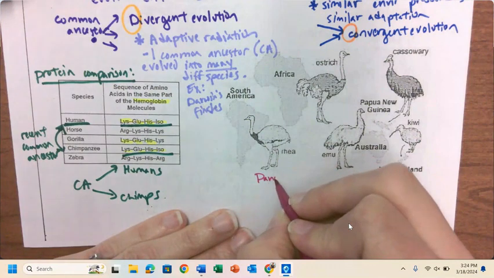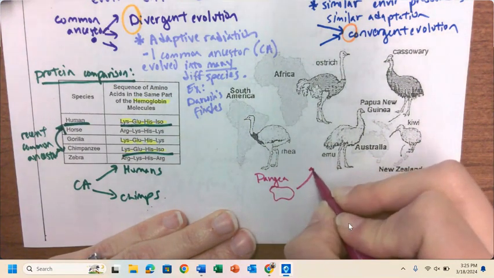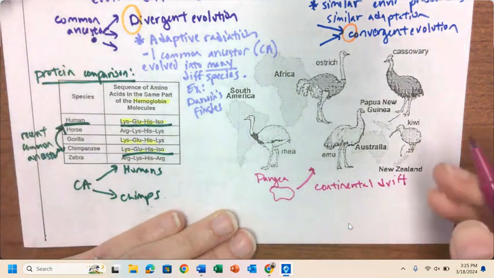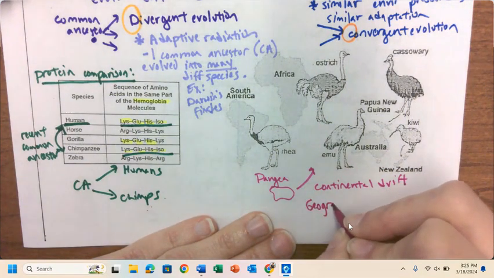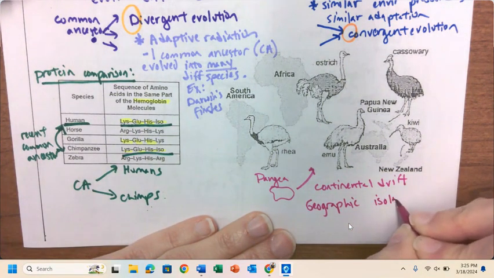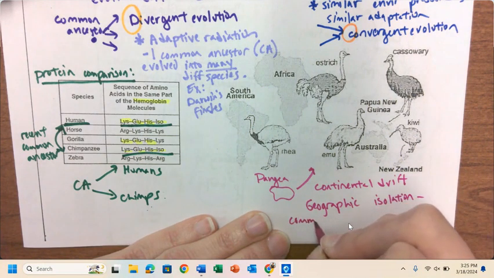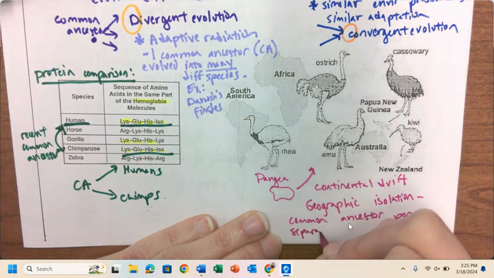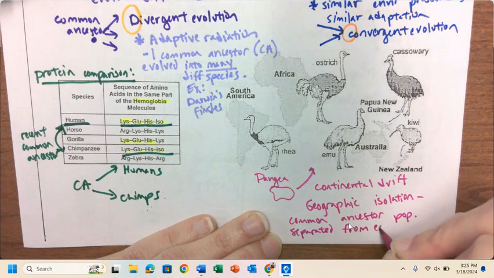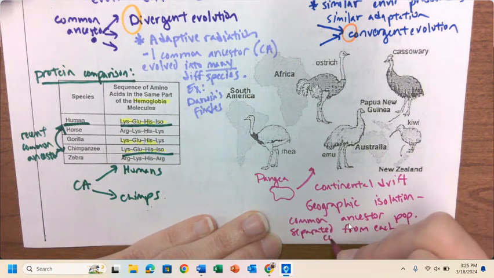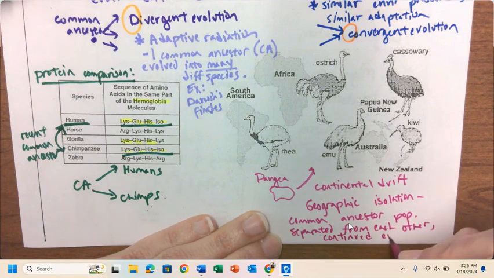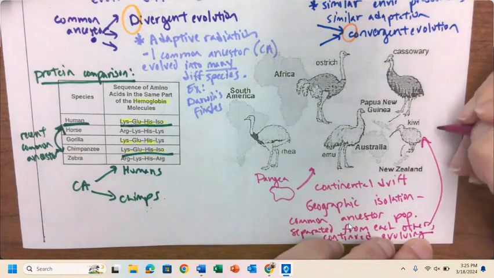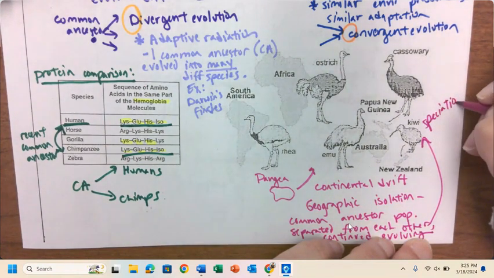Pangea was when all the continents were together, and then they separated. There was continental drift. And so we had something called geographic isolation, meaning common ancestor populations were separated from each other and continued evolving. And that led to speciation, or the evolution of new species.